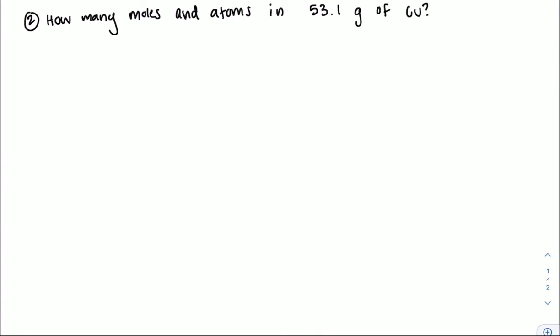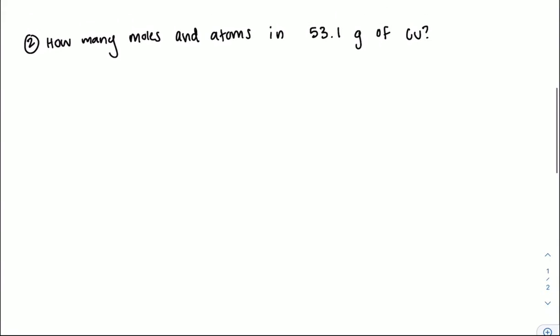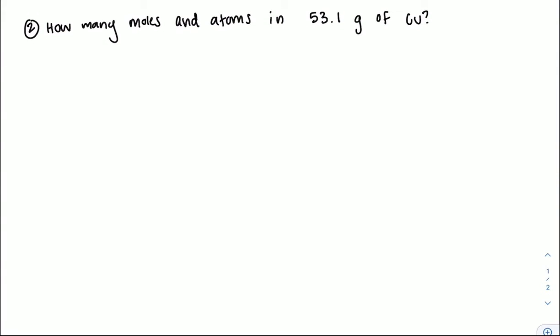Now you try one for yourself. How many moles and atoms are in 53.1 grams of copper? Pause the video and try to figure it out yourself. Okay, now that you've done the problem yourself, let's go over it and see if you got it right.